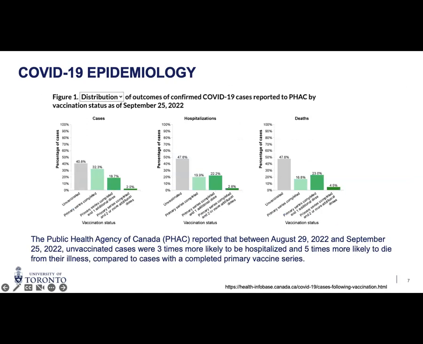So when we look at the number of cases, hospitalizations, and deaths by vaccination status, the Public Health Agency of Canada reported that between August 29, 2022 and September 25th, 2022, unvaccinated cases were 3 times more likely to be hospitalized and 5 times more likely to die from their illness compared to cases with a completed primary vaccine series, which means two vaccinations. So vaccinations seem to be a protective factor against more severe forms of viral infections.